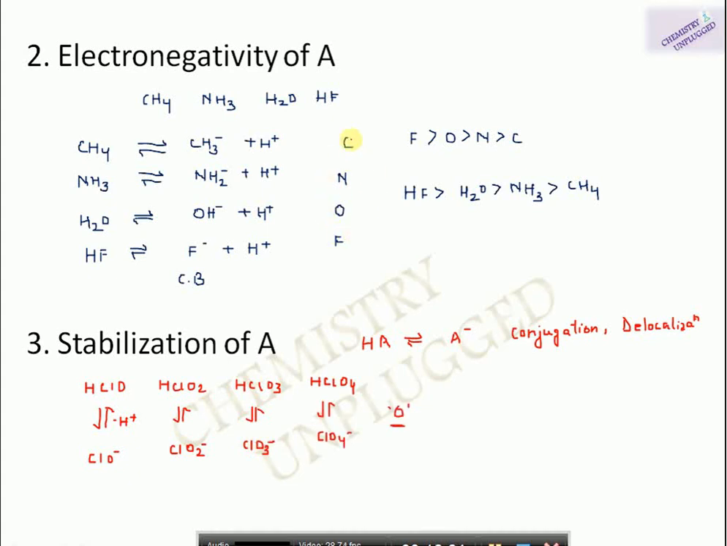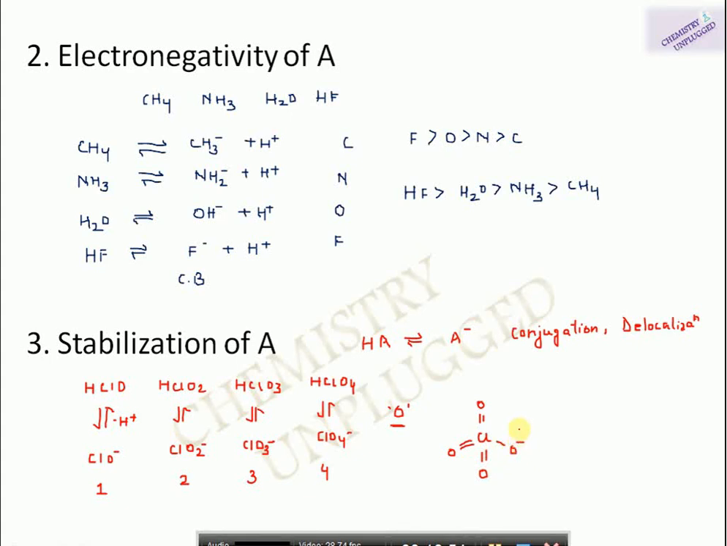In all the cases, the atom which is carrying the negative charge is oxygen, which is the same. So we cannot determine their acidity using other factors. First we will find out that in ClO minus the negative charge is localized over only one oxygen. In case of ClO2 minus, it is delocalized over 2, in case of ClO3 minus it is 3, and in case of ClO4 minus, it is delocalized over 4 oxygen atoms.